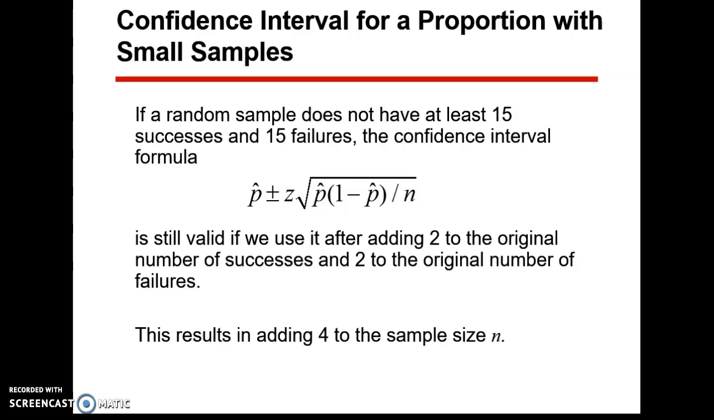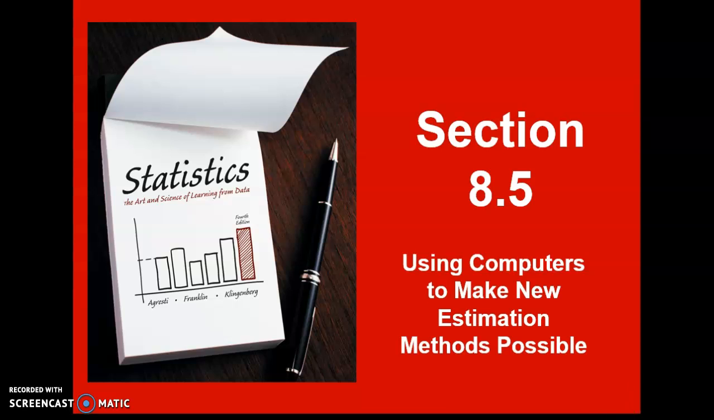Now if we do this, and we add 2 to the number of successes and 2 to the number of failures, it turns out that that actually can help us to make sure that we hit the qualification of having at least 15 successes and 15 failures. We're adding the same amount to each side, the number of successes and the number of failures. And that finishes our section 8.4. 8.5 we can read, but we're not really going to concentrate on that.